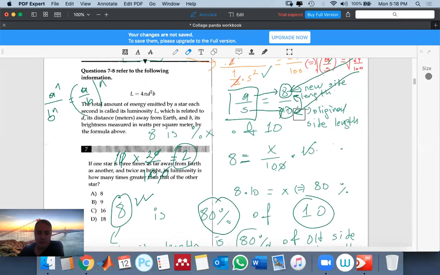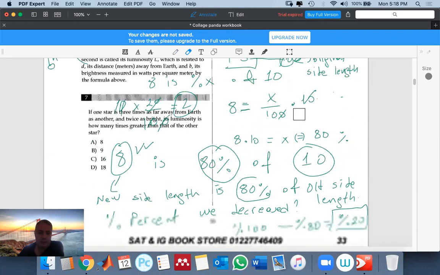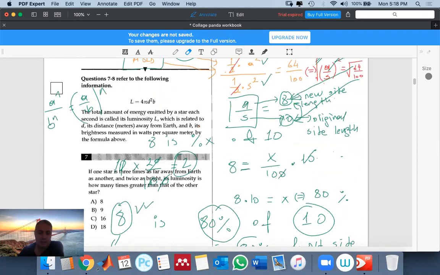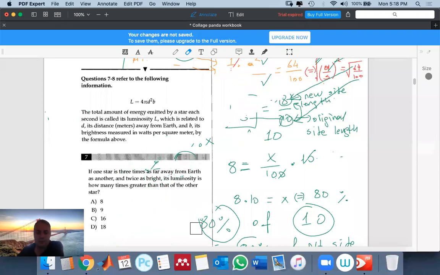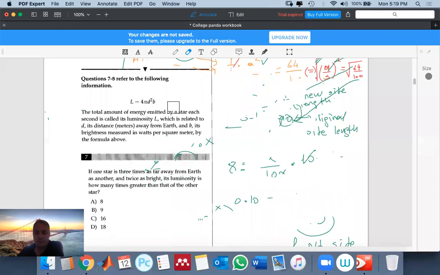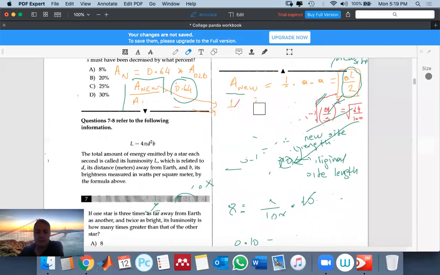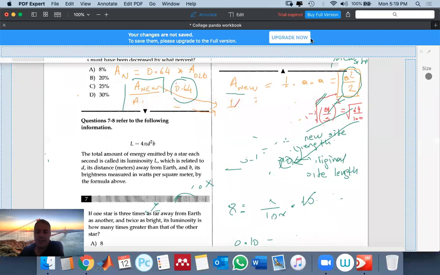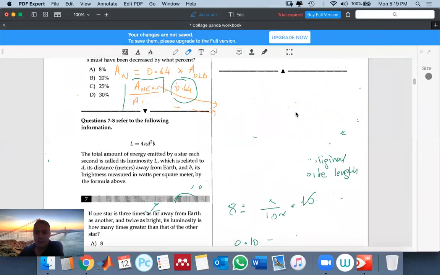Now, let's go. Okay, this question. Here there is one formula. Read the question, please. Questions number 7 and 8 we will solve. This is one topic, probably in physics.